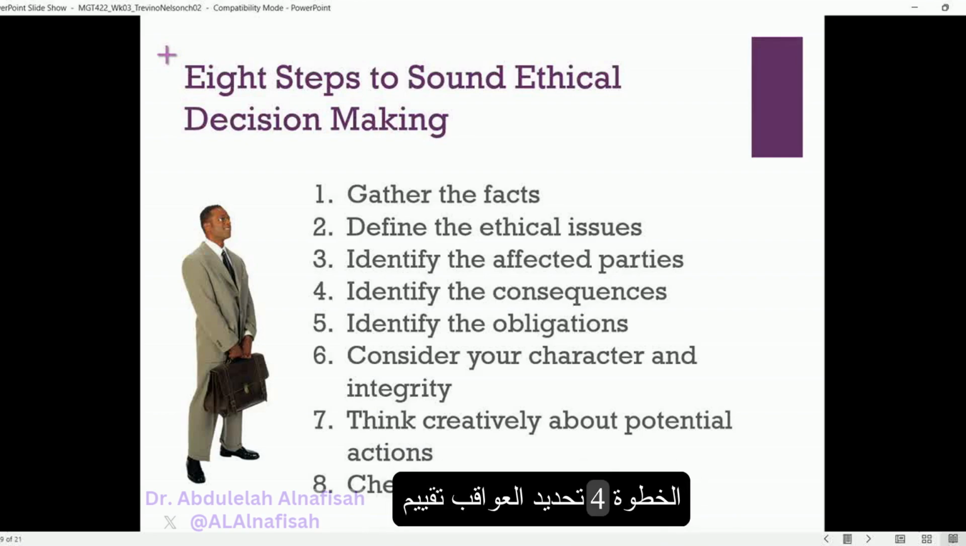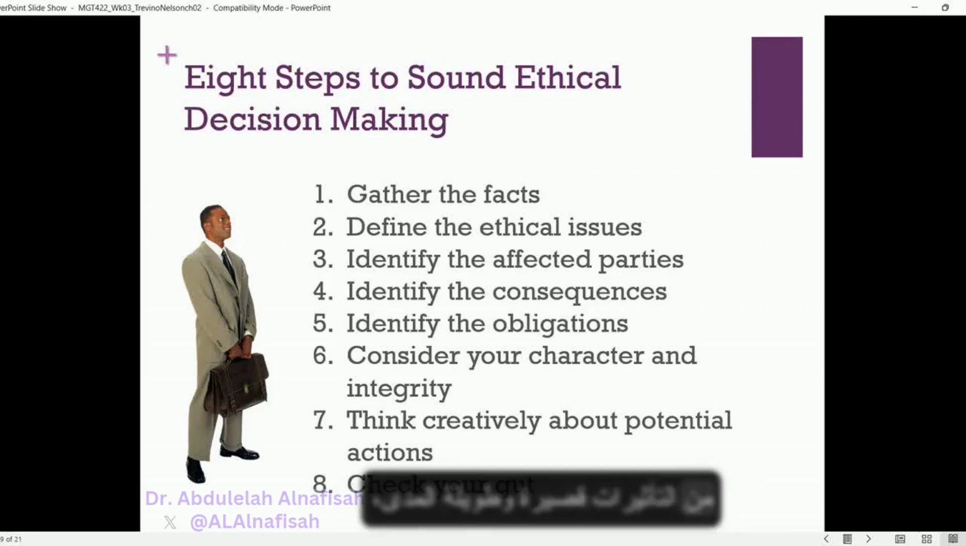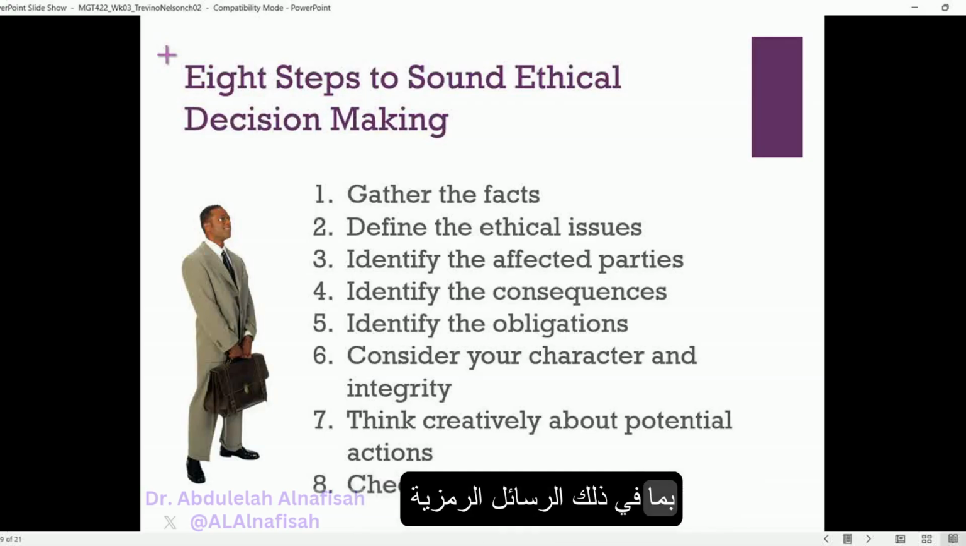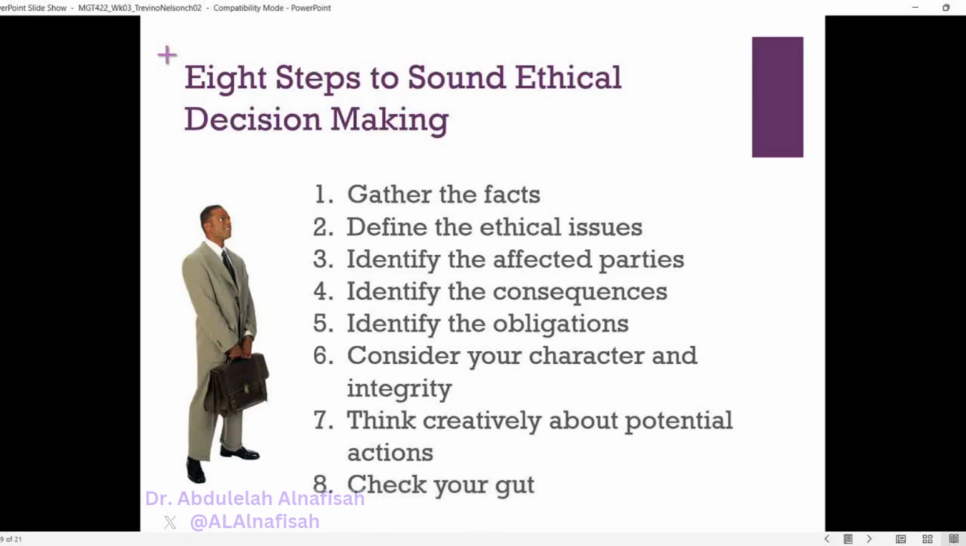Step 4. Identify the consequences. Evaluate the potential outcomes for each stakeholder. Focus on likely consequences and assess both short-term and long-term effects, including symbolic messages that decisions may convey. Step 5. Identify the obligations. Clarify the obligations owed to different parties and the reasoning behind them. This can involve values like trust and honesty, and recognizing professional duties.